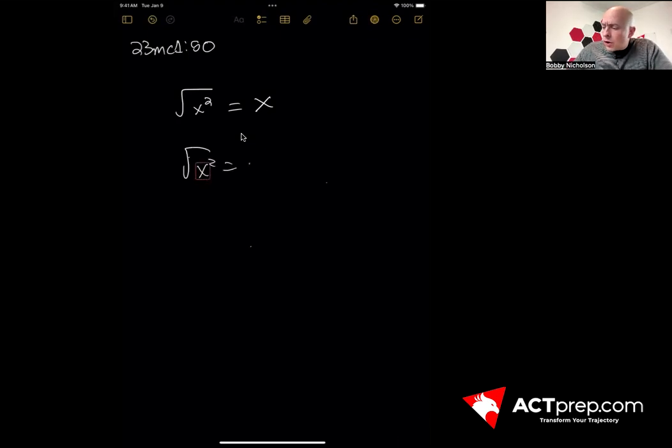So if you are unaware of that, please go ahead and add it to your cheat sheet and master it. Knowing that the square root of x squared is the exact same thing as the absolute value of x, the only time that x would not equal the absolute value of x is if x is negative.